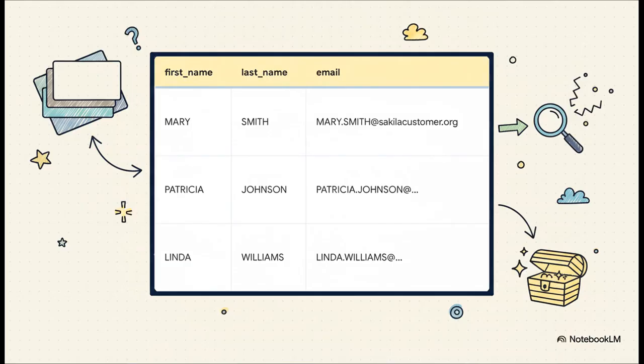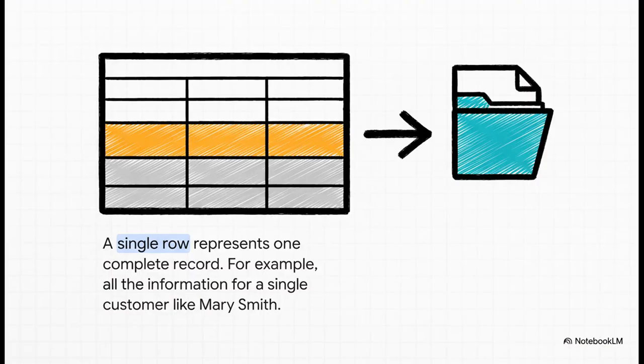Okay, so here's what that blueprint looks like when it's filled with actual data. This is from a fictional movie rental store. You can see it right there. All the information for Mary Smith, Patricia Johnson, and Linda Williams, all just neatly organized. So a single row, you'll also hear it called a record, represents one complete thing. Think of it like a trading card. In this case, that first row is the Mary Smith card. It's got everything we know about her, her first name, last name, and email. It's this neat, self-contained packet of information all about one person.